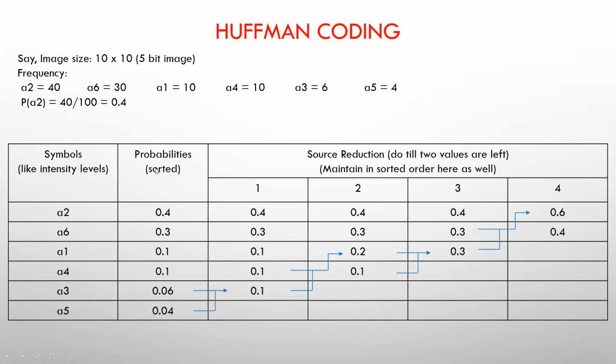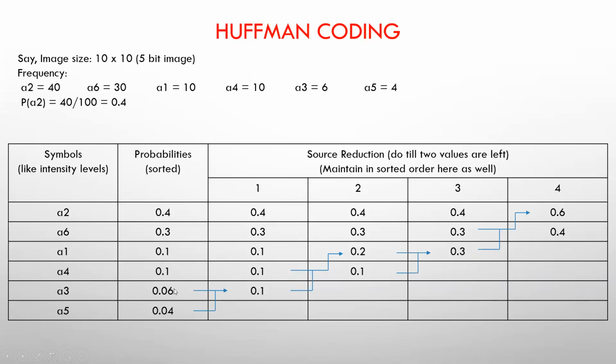I calculated the probabilities, but one thing you need to make sure of is that we write these symbols in decreasing order of probabilities. The highest is 0.4, which is for A2, so we wrote A2. The second highest is 0.3, so we wrote A6. That is how you are supposed to arrange your probabilities: 0.4, 0.3, 0.1, 0.1, 0.06, and 0.04. Now, you start from the bottom and add the last two values. We will go on doing this till we are left with just two values. This is called source reduction.